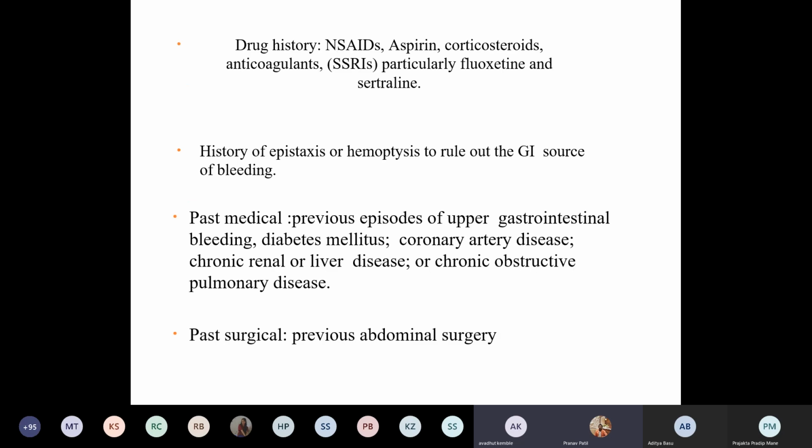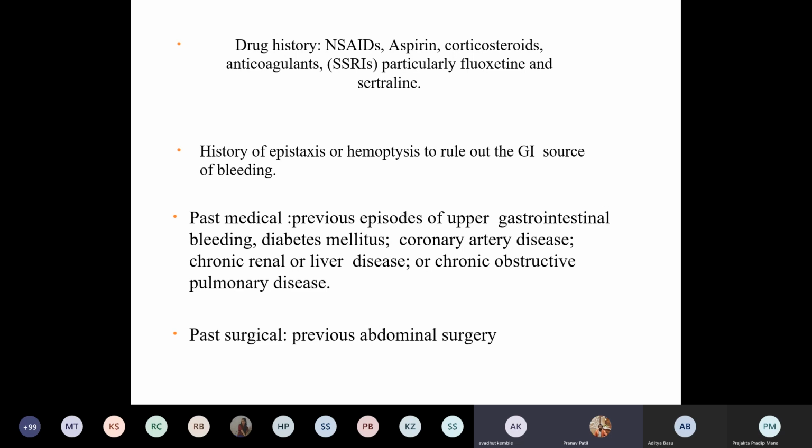Also, drug history plays a major role. Most of the times, if elderly people are there, the NSAIDs play a major role. Aspirin, corticosteroids, anticoagulants, particularly fluoxetine and sertraline. So these are the drugs which are known to cause gastric ulcers, and they lead to bleeding, or hematemesis is going to be present. Now, history of epistaxis or hemoptysis to rule out a non-GI source of bleeding is also important.